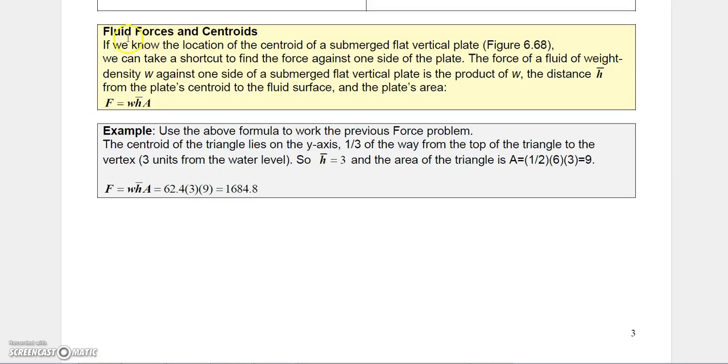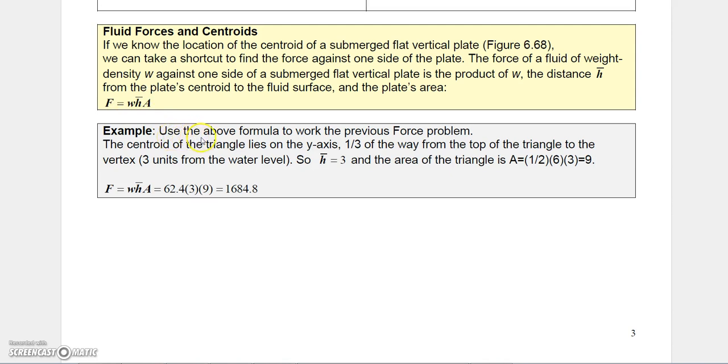Alright, to wrap this up, I'm just going to talk briefly about fluid forces and centroids. If we know the location of the centroid of a submerged flat vertical plate, ignore that figure there, we can take a shortcut to find the force against one side of the plate. The force of a fluid of weight density w against one side of a submerged flat vertical plate is the product of w, the distance h-bar from the plate's centroid to the fluid surface, and the plate's area. So F = w h-bar A.